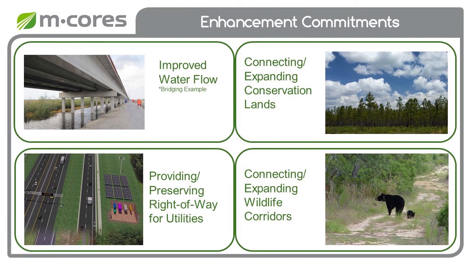Here are additional enhancement commitments, many of which you brought forward during guiding principles discussions and what is important to you. Improved water flow. This is an example of bridging that allows for improved water flow and restoration of flooding conditions. This was specifically mentioned as related to sheet flow restoration within the corridor. Maximizing the use of existing right-of-way by preserving and providing opportunities for partnerships with utility providers. Connecting and expanding conservation lands that include commitments for innovative right-of-way purchasing and partnerships with agencies. And connecting and expanding wildlife corridors to reduce fragmentation and enhance connections.